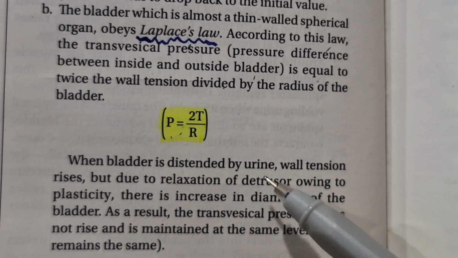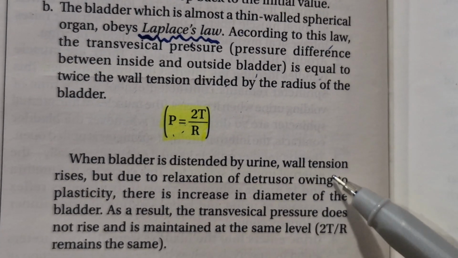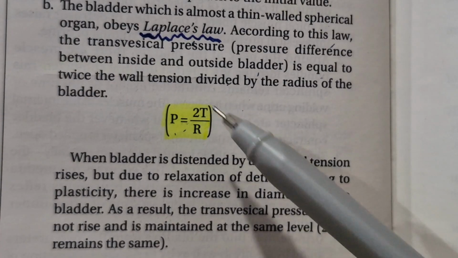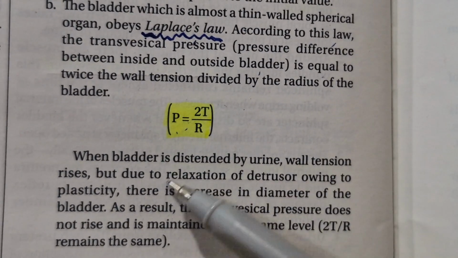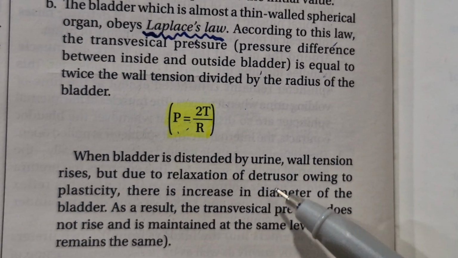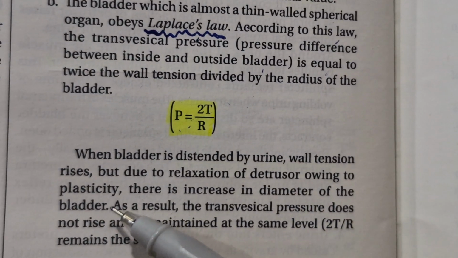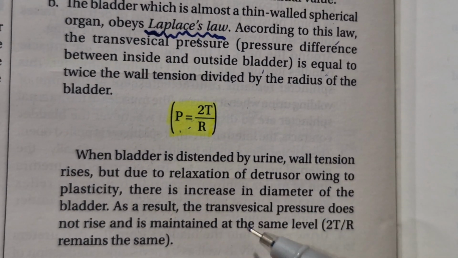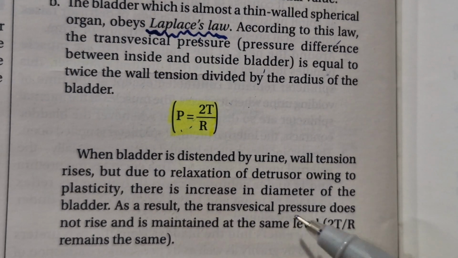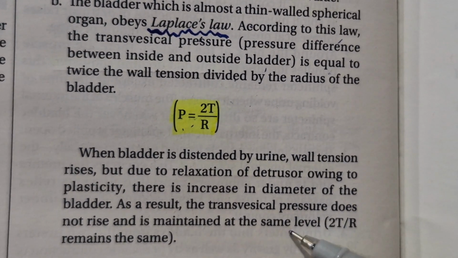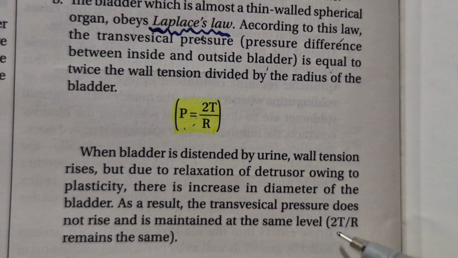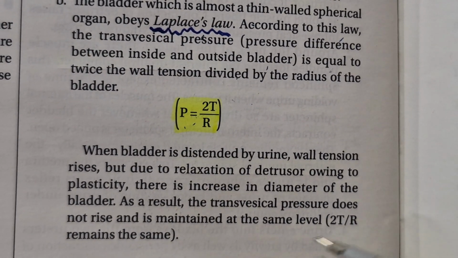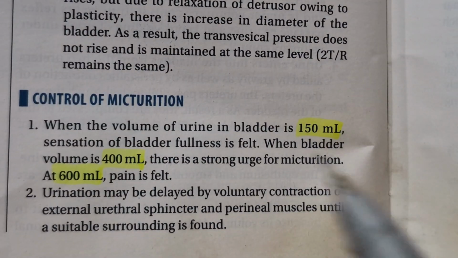When the bladder is distended by urine, wall tension rises, that is T rises, but due to relaxation of the detrusor owing to plasticity, there is an increase in the diameter of the bladder. As a result, the transvesical pressure does not rise and is maintained at the same level, that is, 2T divided by R remains the same.